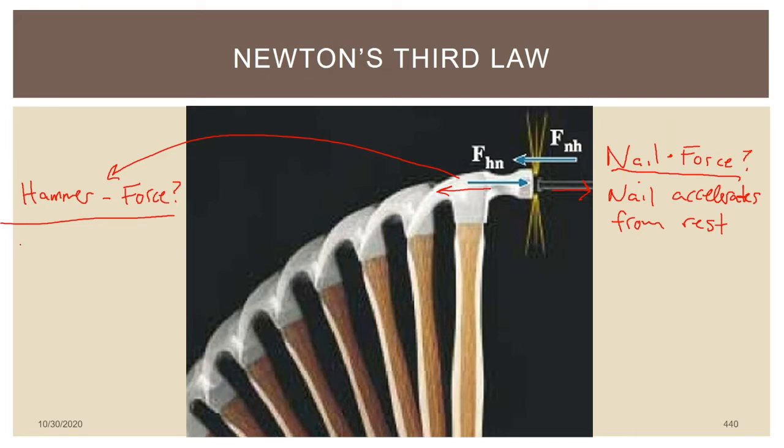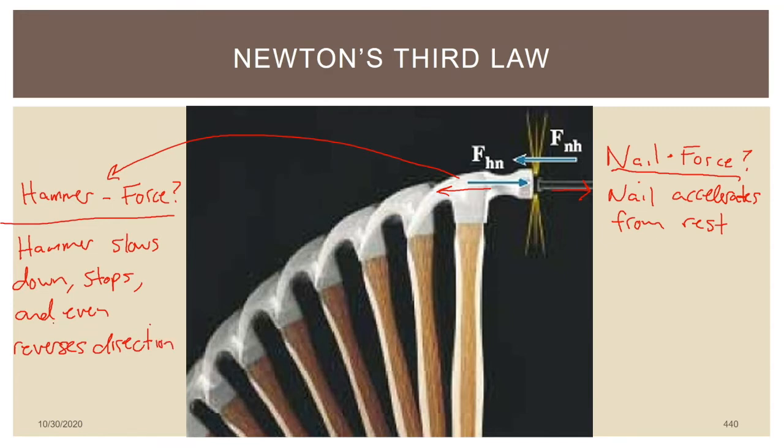And so what we can say here is that the hammer slows down, stops, and even reverses direction. And so because both of these objects we know experience an acceleration, then we know for sure that these objects have a force acting on them.